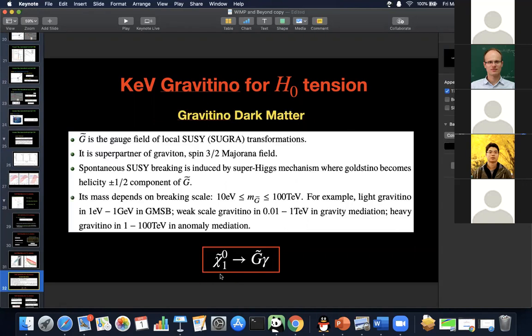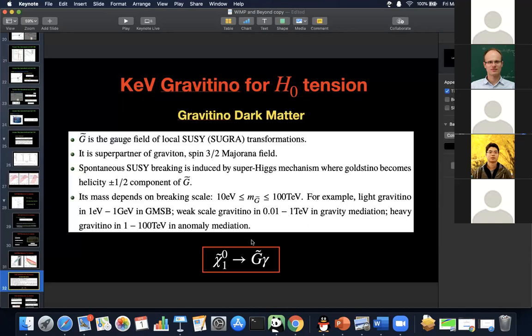So here we want to talk a little about the gravitinos. The gravitino is a gauge field of local supersymmetry transformation, and it is a spin 3/2 Majorana field, and its mass is very flexible and can range from eV to the TeV. And if we choose gauge mediation supersymmetry breaking, then the gravitino can be very light. And this is what we need.